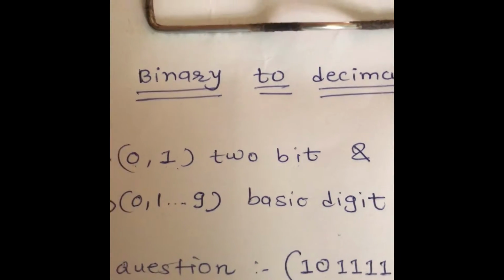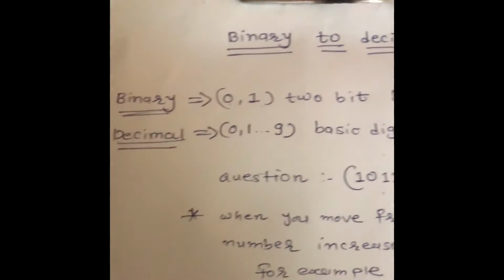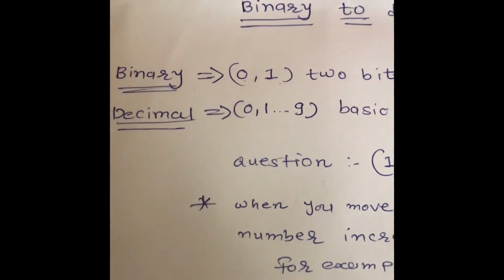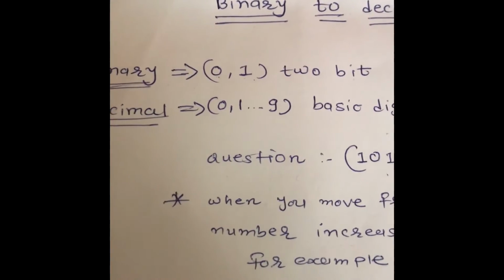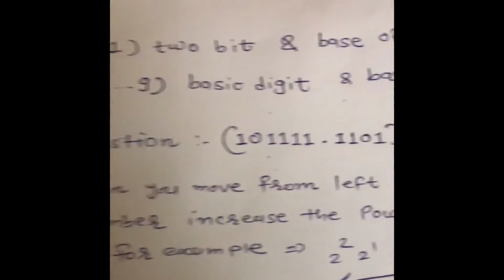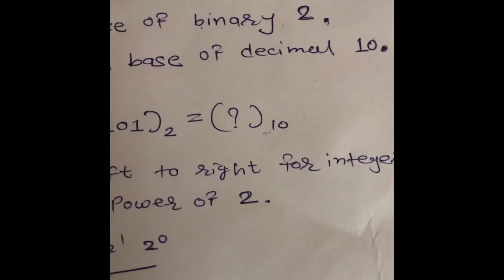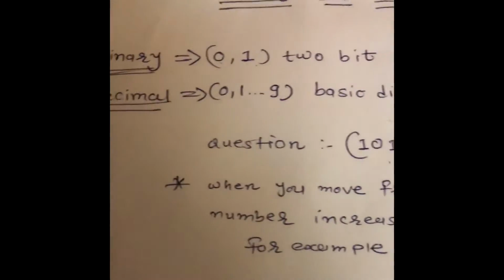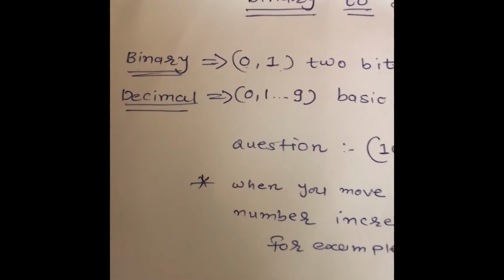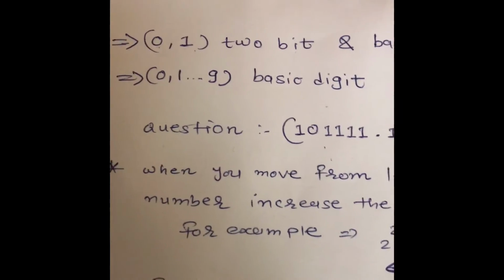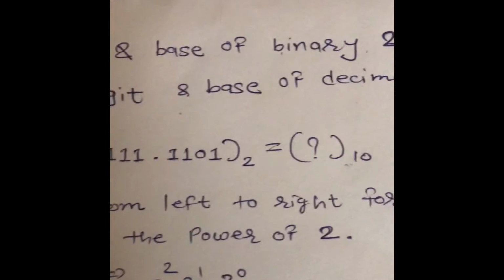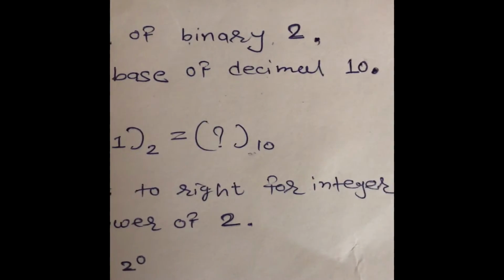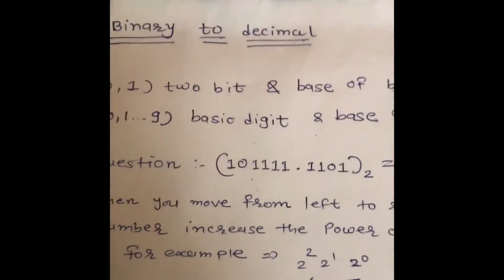Hey folks, today we will see how to convert a binary number into a decimal number. A binary number uses only two digits, 0 and 1, and the base of binary is 2. Similarly for the decimal number, the digits run from 0 to 9 and the base of the decimal number is 10. So yeah, that's it.